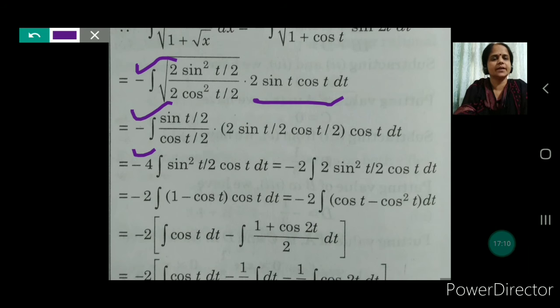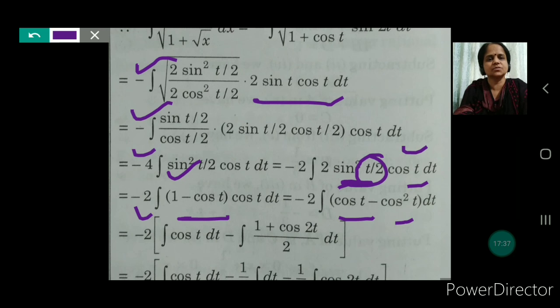So by solving this, it is only minus 4 sin square t by 2 cos t dt. Now again we have to change the sin square t by 2, since it is t by 2 and here we have cos t. So I am writing here 2 sin square t by 2 is 1 minus cos t, and here cos t as it is, dt. Now multiply the cos t in the bracket, you will get minus 2 as it is, integration of cos t minus cos square t dt. So integration of cos t, and for cos square t again we have to apply the formula, it is 1 plus cos 2t by 2.